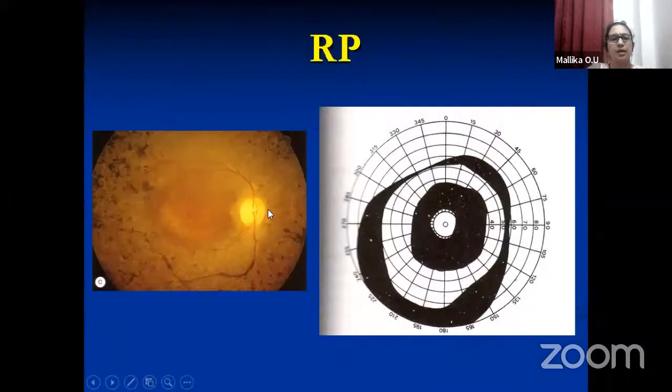So this is another picture which shows the classical triad of yellowish waxy pallor, attenuation of both arteries and veins, and you can see the bone corpuscle-like pigments.